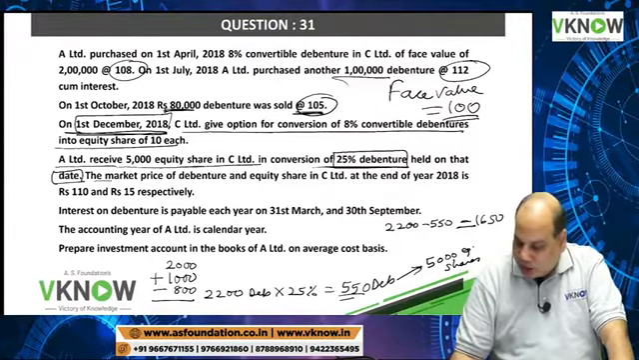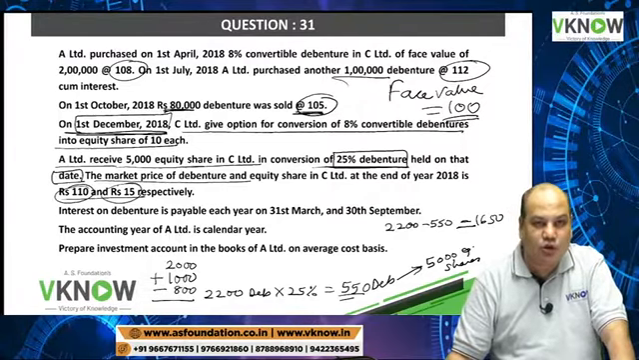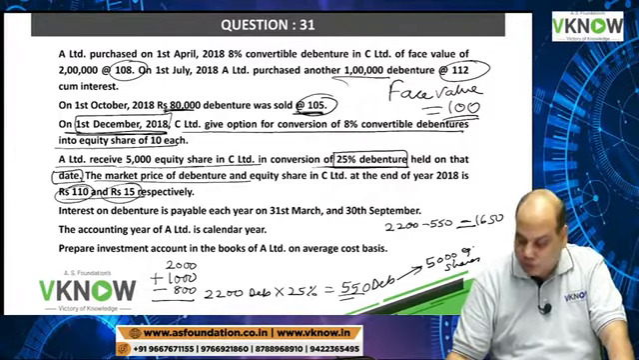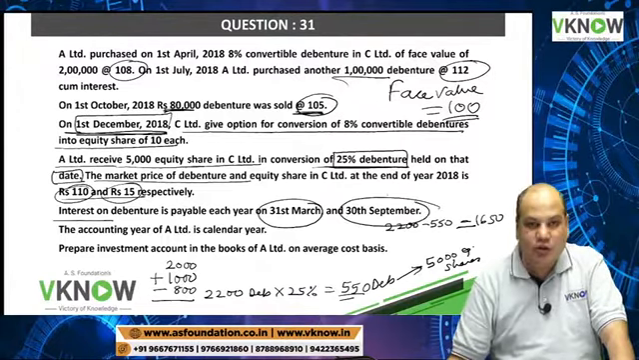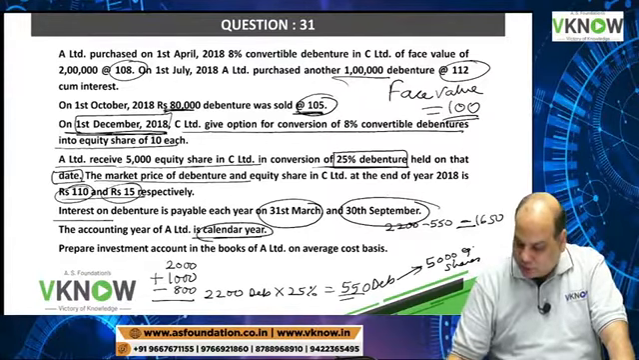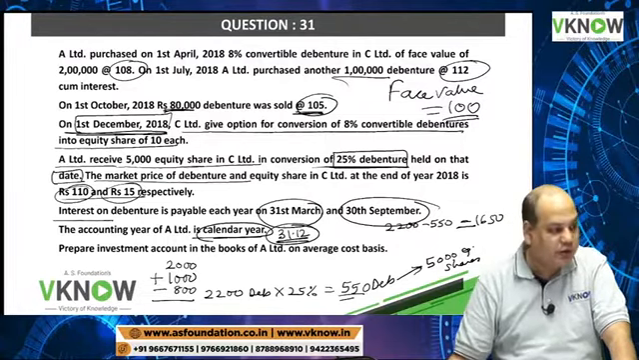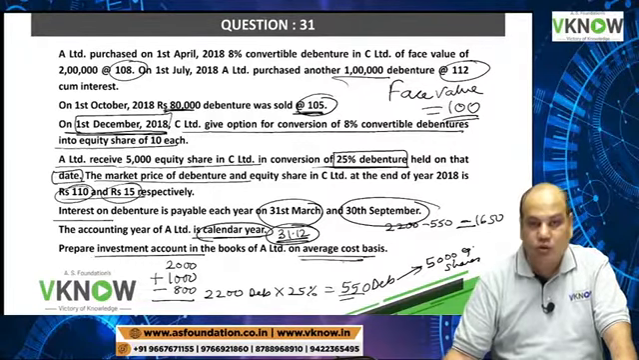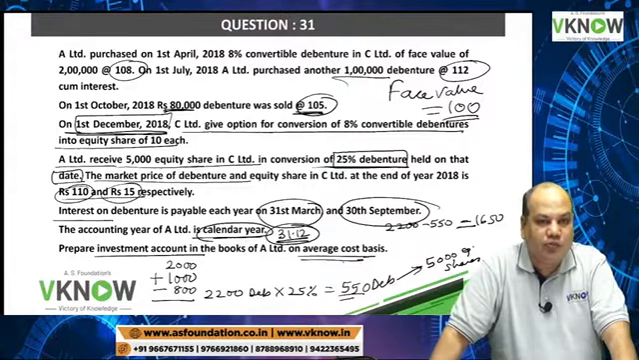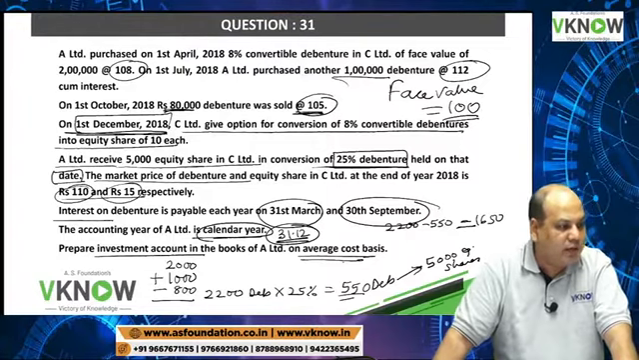Okay. Market price is given to you that we will require for applying cost or market value, whichever is lower. Interest due dates are 31st March and 30th September. Then year ending date is 31st December, calendar year. 31st December is the year ending date, and you have to prepare investment account. Basis of calculating cost will be average cost.